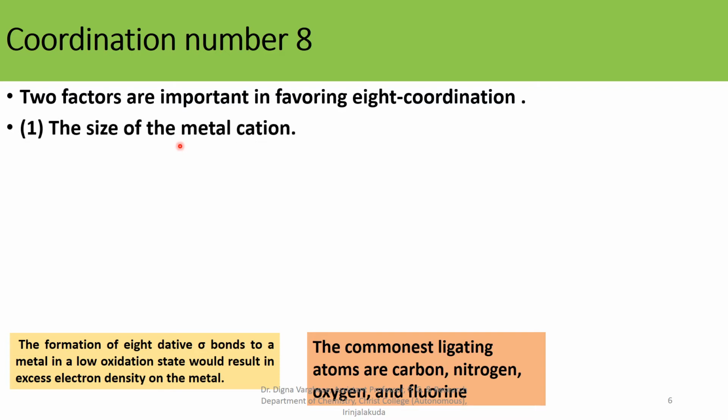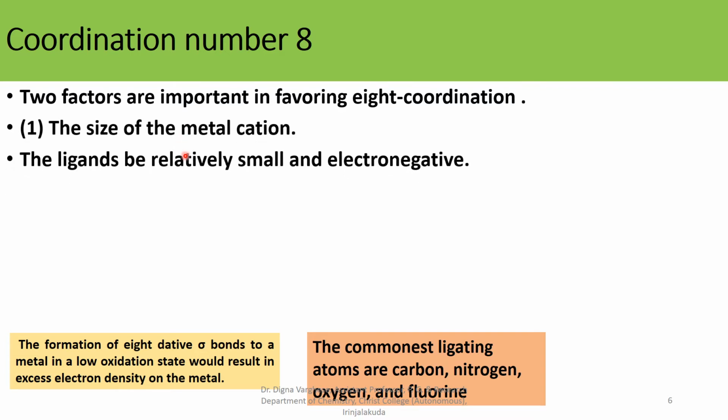First one is the size of the metal cation. The ligands attached to these metals must be relatively small and electronegative. The commonest ligating atoms are carbon, nitrogen, oxygen, and fluorine. The formation of 8 dative sigma bonds to a metal requires small and electronegative ligands.